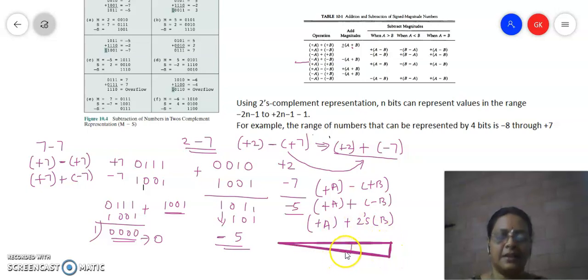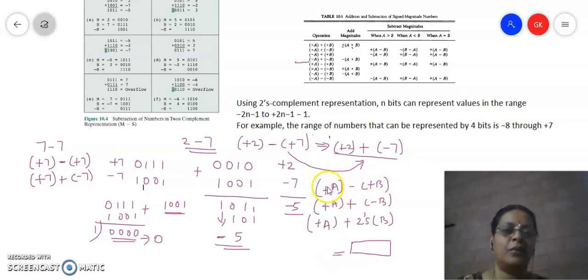Now you have to decide the sign of the result. Okay, so what is the sign of the result? Here both the operands have the same sign, so obviously the sign of the result will be plus. If they are different, whichever number is greater, that sign should be attached.